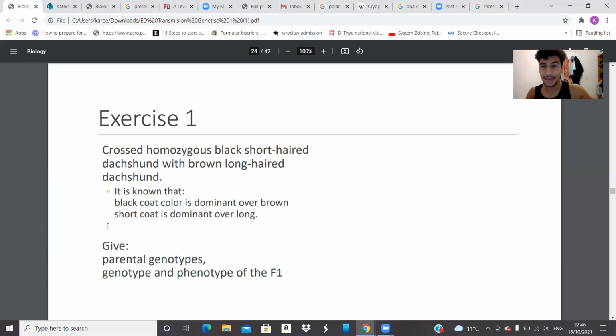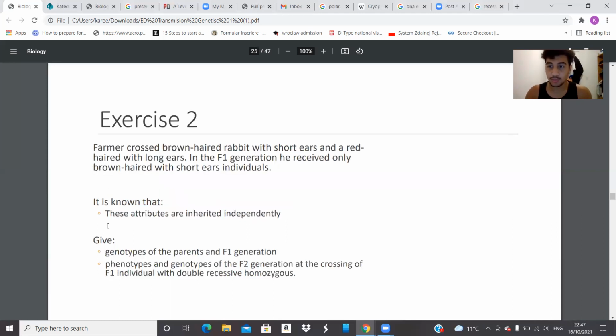And we know that black and short hair is dominant over brown and long haired. So we can say with confidence that the phenotype of F1 is going to be black and short haired, because they're heterozygous, and the big B, coding for black hair, is dominant over small b, coding for brown hair. So that's exercise 1 done.